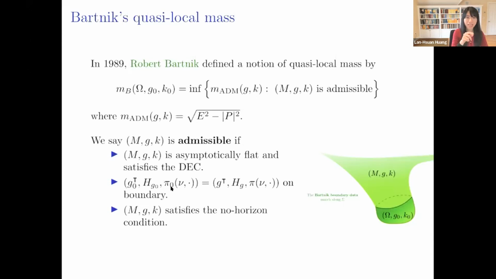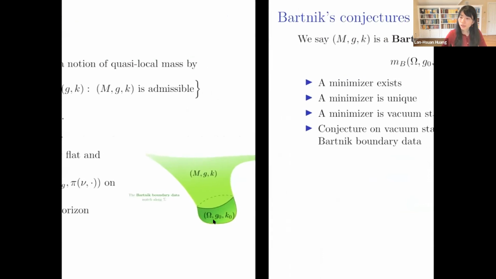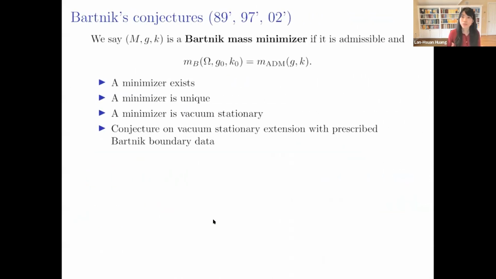And this pi is the conjugate momentum, where I wrote k, so that's k minus trace of k, and this has to match when you're looking along the normal direction. The most subtle condition is that the extension has to satisfy the null horizon condition. Roughly speaking, you want to say there are no marginally outer trapped surfaces in the extension, but there are several definitions. I will not go into the exact definition that we put in our results. So this is really an abstract definition.